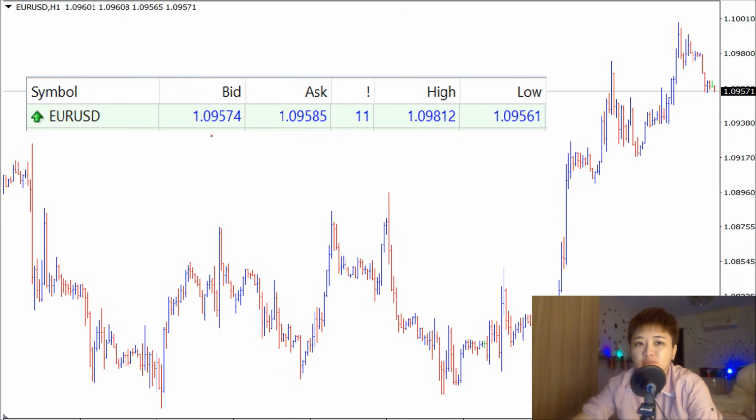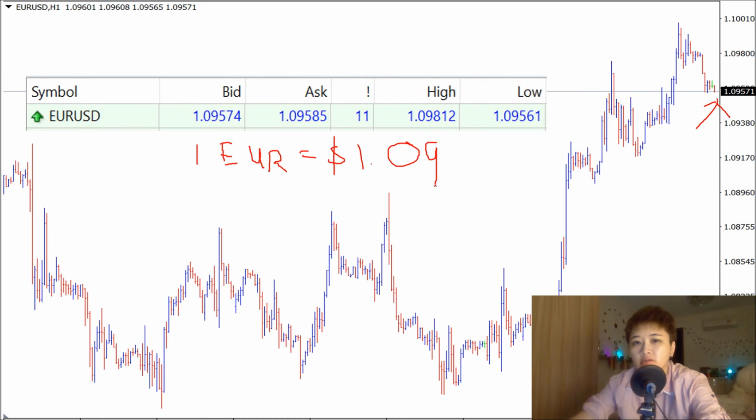Alright, so if you go to your platform, you realize that there are a couple of magic numbers. What do these magic numbers mean? Let's say today you are trading euro dollar and the price you see on your platform right now is 1.09571. This means that at this point in time, 1 euro is equal to 1.09 USD, right? This means that it's going to take you 1.09 USD to buy 1 euro.